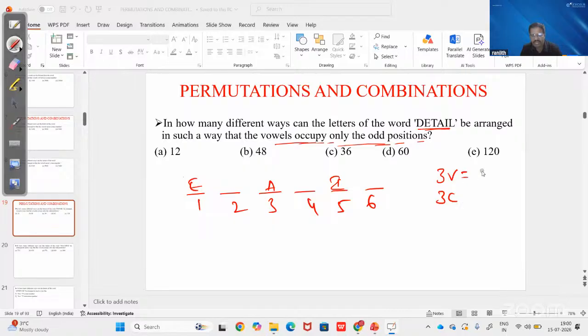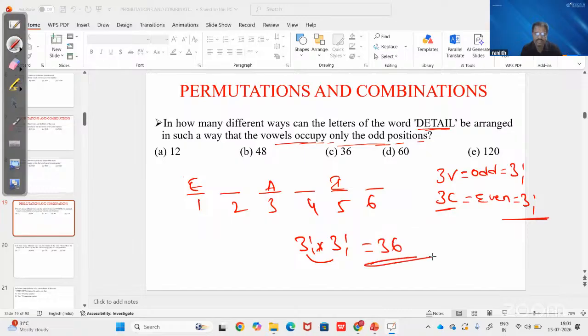3 vowels can be arranged in the odd positions in 3 factorial ways. 3 consonants can be arranged in the even positions in 3 factorial ways. Between 3 factorial and 3 factorial, we need to place multiplication. Why? Because the word consists of vowels as well as consonants. If I take addition, vowels will be different and consonants will be different. That's why we take multiplication. 3 factorial into 3 factorial equals 36 ways.